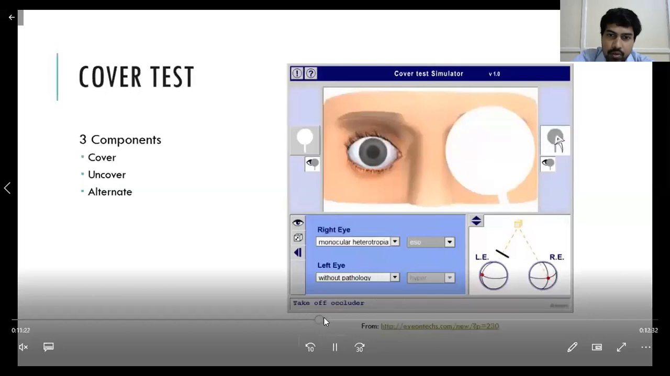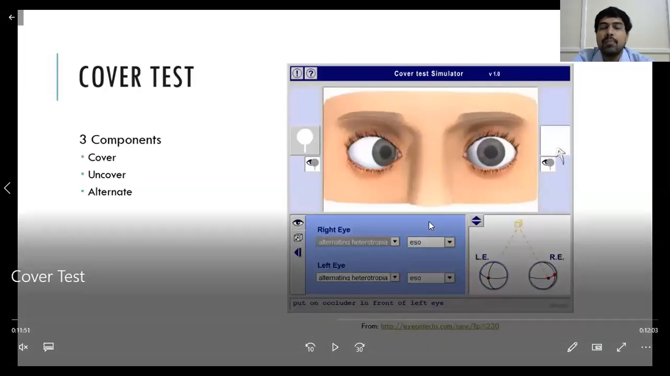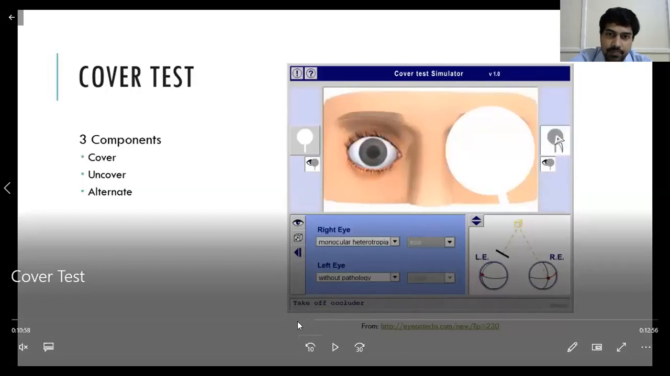So monocular heterotropia. Okay, that eye is taking fixation. Suppose alternating heterotropia. Now what happened in the previous example, if you cover this eye, what happens? It is going on normally. If you cover this eye, the other eye is not having any deviation. Now there is a condition called alternate heterotropia. If this eye is totally blind, it won't see anything, it will get deviated.